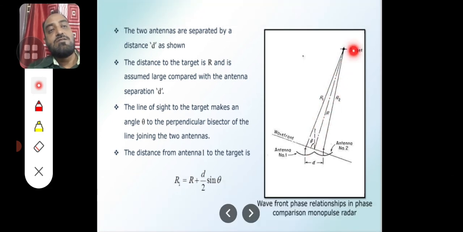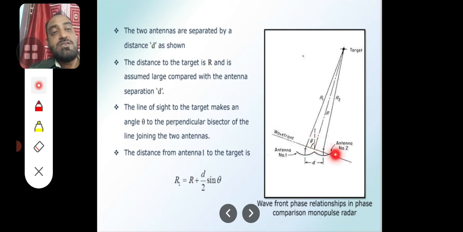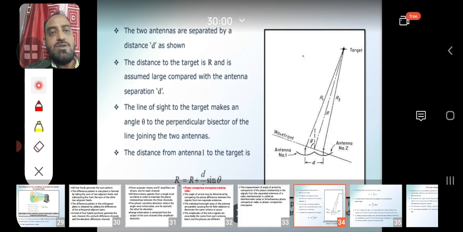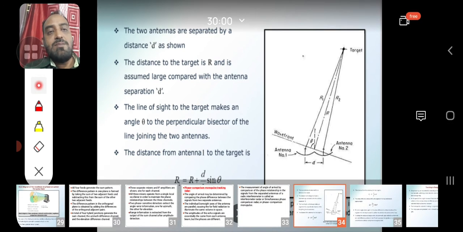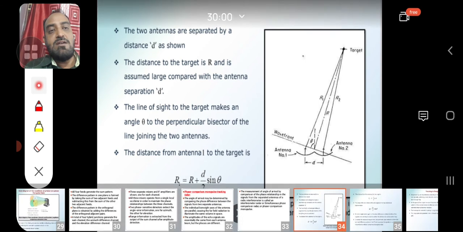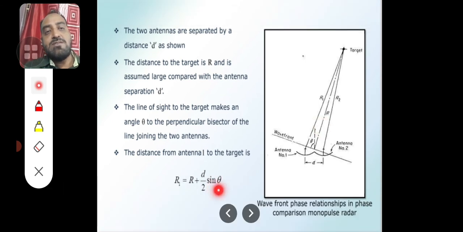Now this is the average line, which is representing the distance R. Now this is the angle of the wavefront. The wavefront is at an angle of theta with the axis of both the antennas. Now the distance R1 is equal to R, this average distance, plus d by 2 sin theta.